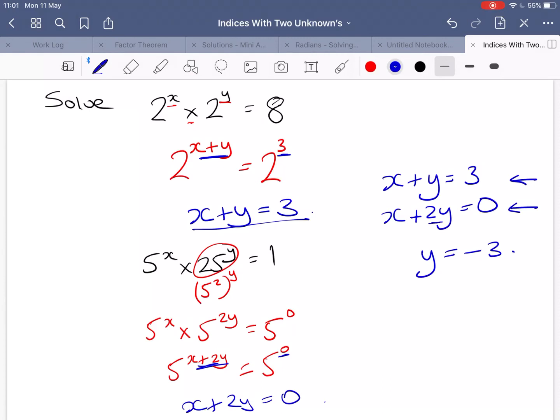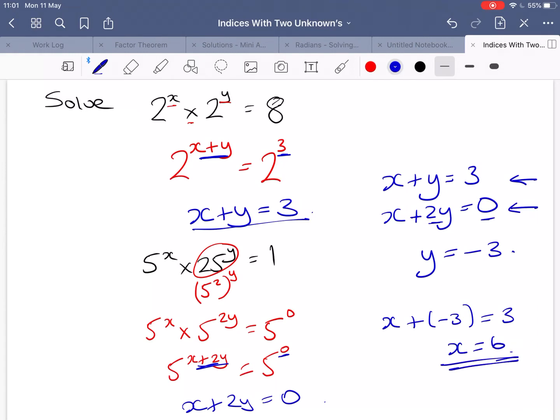I've got an extra y here, and yet I'm 3 less, so my y must equal minus 3. And then if I substitute that into one of the equations, x plus minus 3 equals 3, using the top equation, x plus y equals 3. That means my x must equal 6. And I've solved this equation.